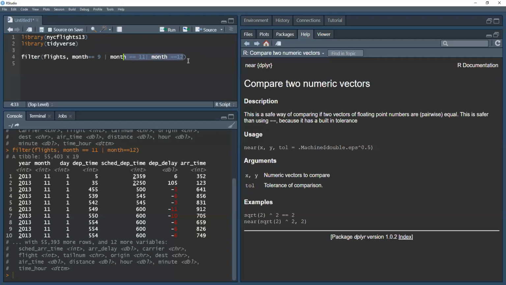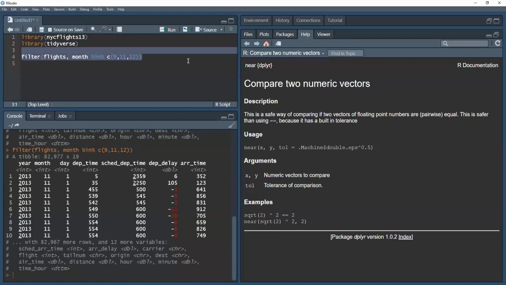But if I want to shorten it, I can add a special operator where I first write two percentage signs and I put in the middle in. And I write an R vector and I put the months that I want to filter my data set on. So I put September, November, and December. And if I filter it, I get my desired output by running the function.